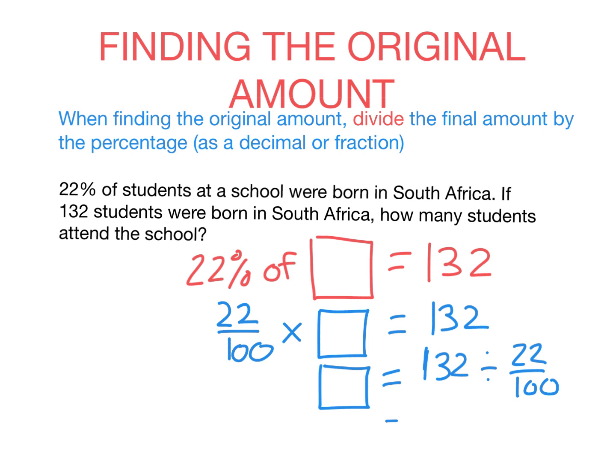So if you put this on your calculator, you should get 600. So the reason that there are 600 students at the school is because if you take 22% of 600, you're left with 132. All right, let's look at another example.